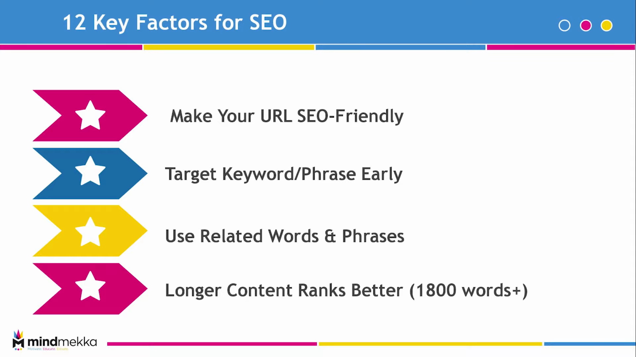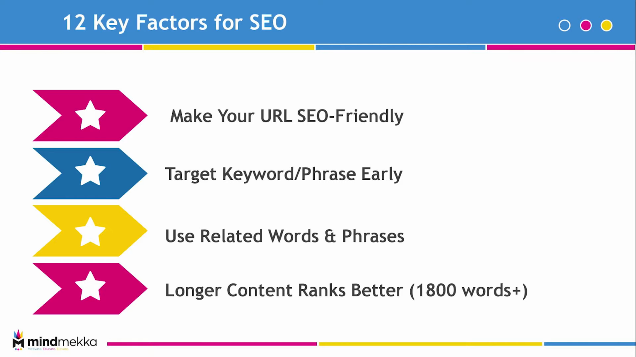LSI, Latent Semantic Indexing, is a fancy way of saying search engines like to see words and phrases related to your target keyword. If you're targeting paleo diet recipes, you should include phrases like weight loss recipes, low-carb diets, and other related phrases.